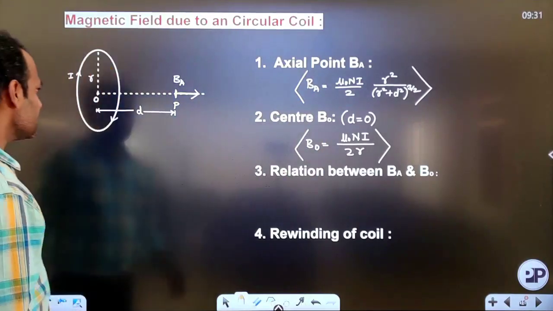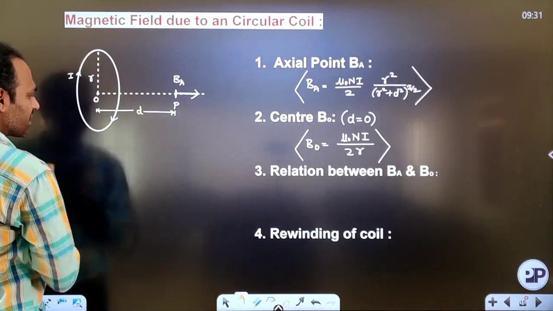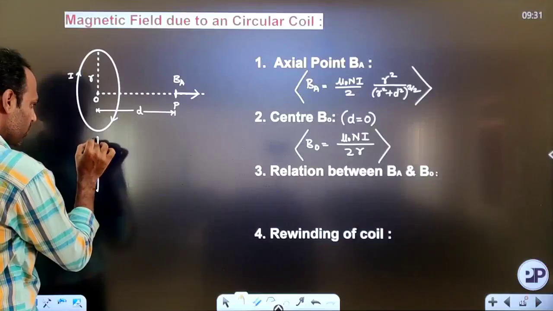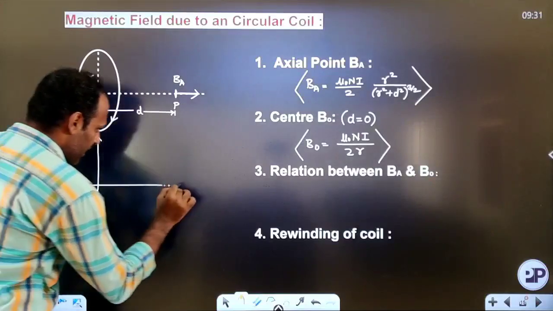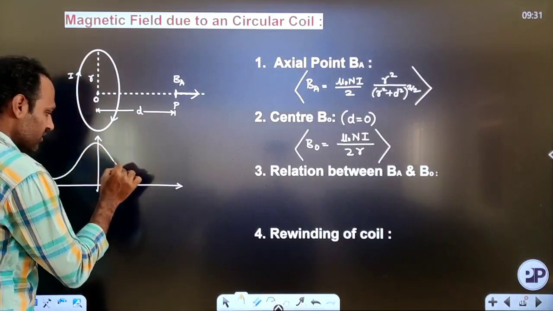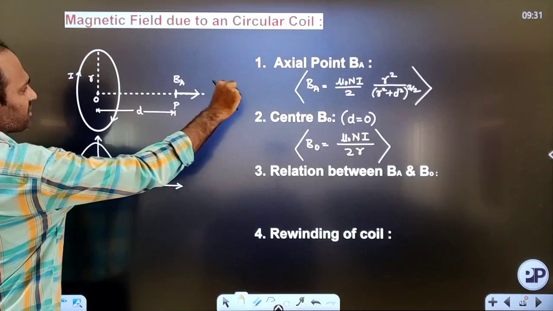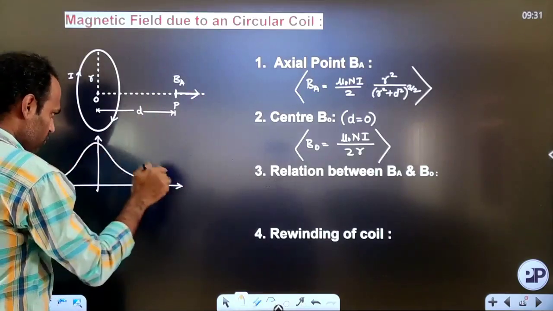Okay. See, the magnetic field at the center will be maximum. See, graphically if we go on showing the variation of magnetic field with the distance, the magnetic field at the center of the circular coil will be maximum. As we move away from the center of the circular coil, the magnetic field goes on reducing.